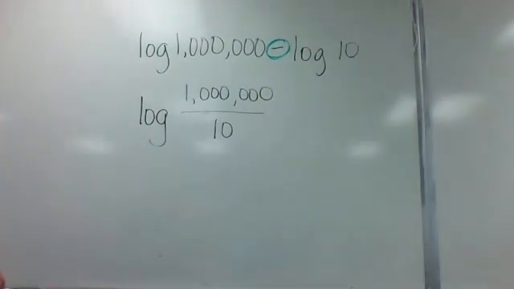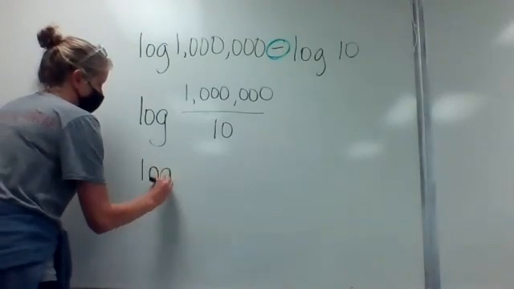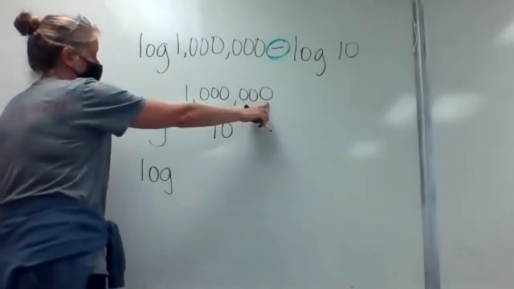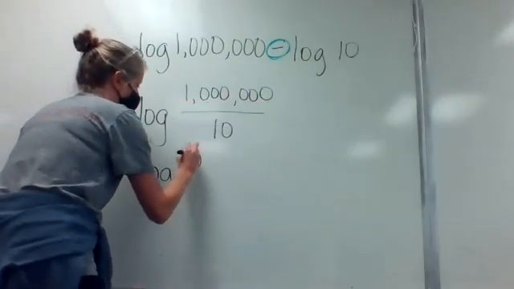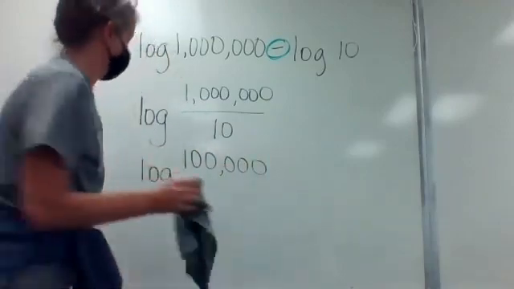1 million divided by 10. It's going to give me log. You divide something by 10, it just loses a zero. So you're going to have 100,000. Whoops, except it's not high up like that.